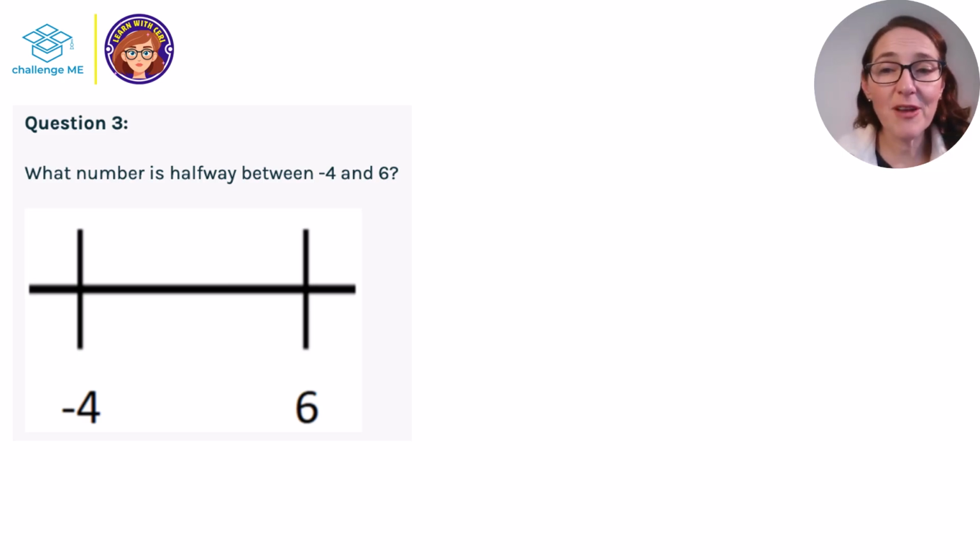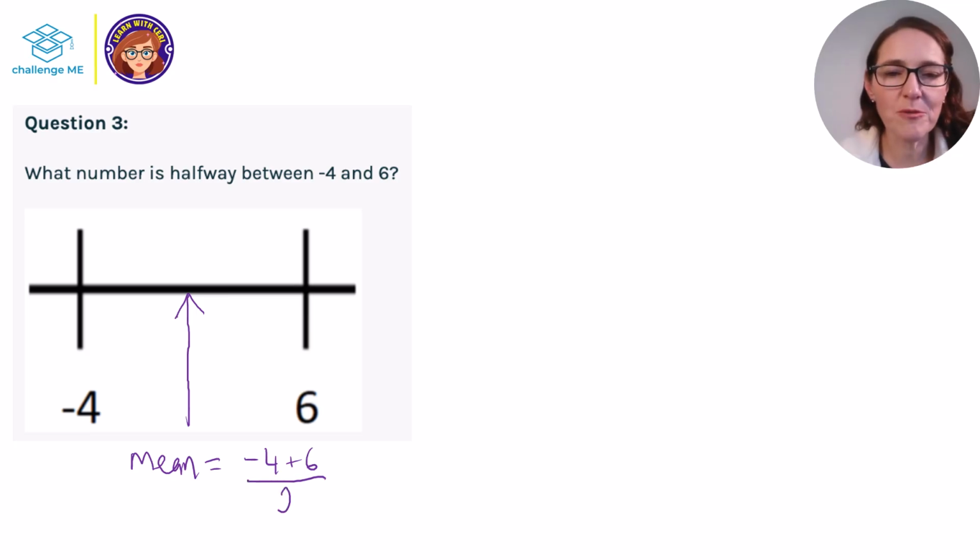And so, for example, with -4 and 6, what you can do is find the mean average. That is always the number that's halfway between two numbers. To work out the mean, you add the two numbers together and you divide by how many numbers you've got. In this case, it's always going to be 2. So if you do -4 add 6, you get 2. And 2 divided by 2 is 1.